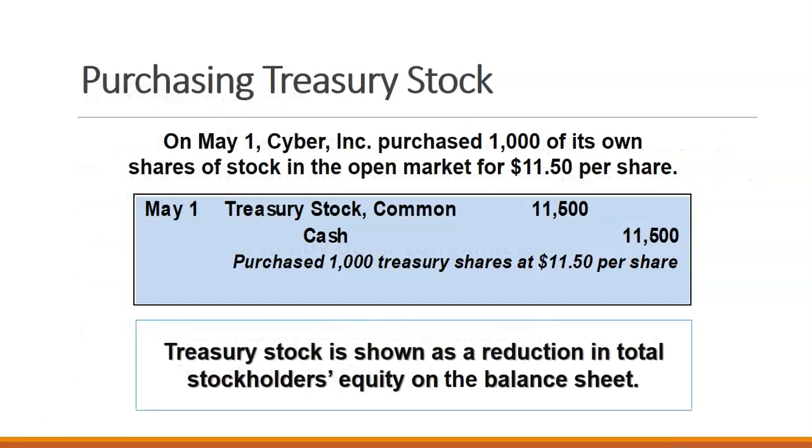When we purchase treasury stock, we show it on our balance sheet in our stockholders' equity section. We purchase it at market price. So we have to buy it back at open market. It is shown as a contra equity account. So it's shown as a negative balance in our total stockholders' equity section.